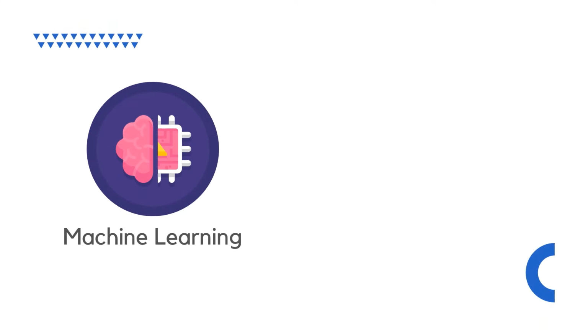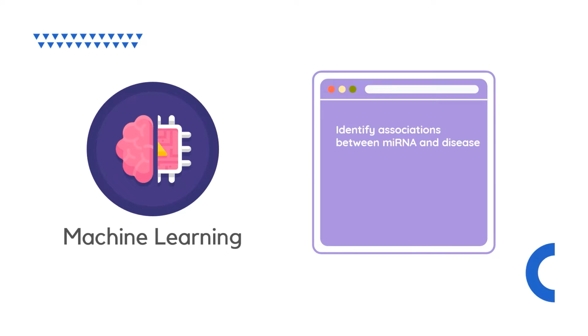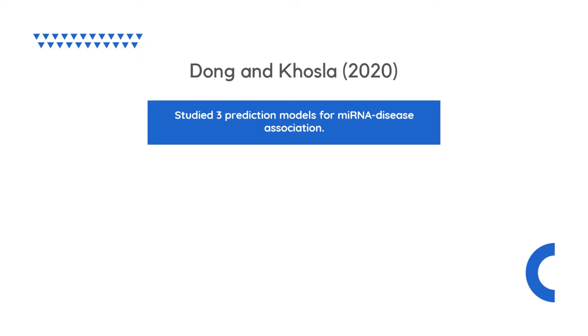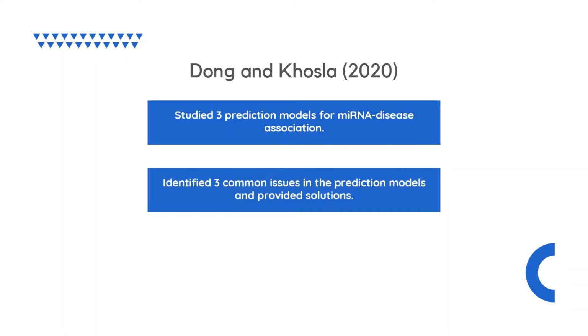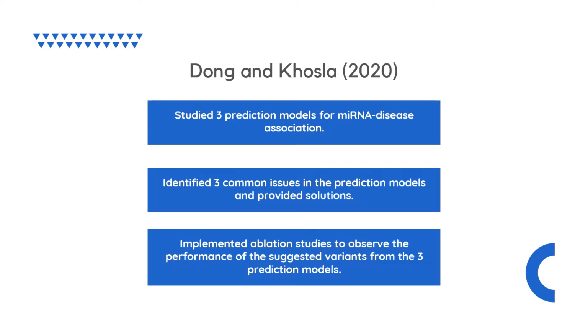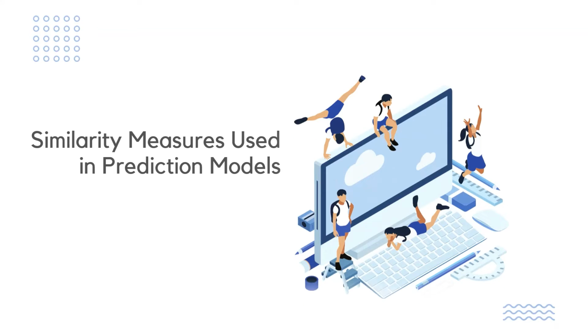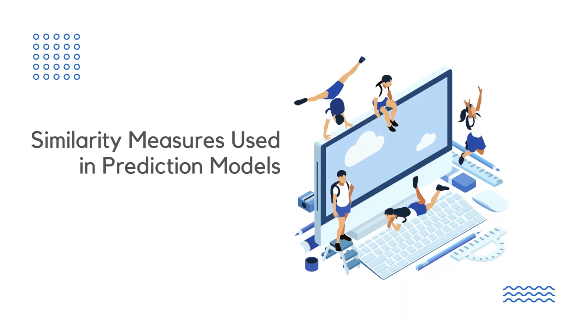Researchers utilized machine learning, specifically the supervised machine learning method, to identify associations between microRNA and disease. In this paper, Dong and Hosla studied 3 prediction models for microRNA disease association, identified 3 common issues in the prediction models, and provided solutions, as well as implemented ablation studies to observe the performance of the suggested variants from the 3 prediction models. Now, let's see the similarity measures of microRNA and disease used in the prediction models.